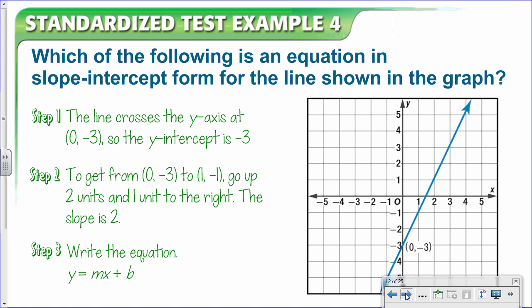Okay, which of the following is an equation in slope-intercept form of the line shown in the graph? The line crosses the y-axis where?